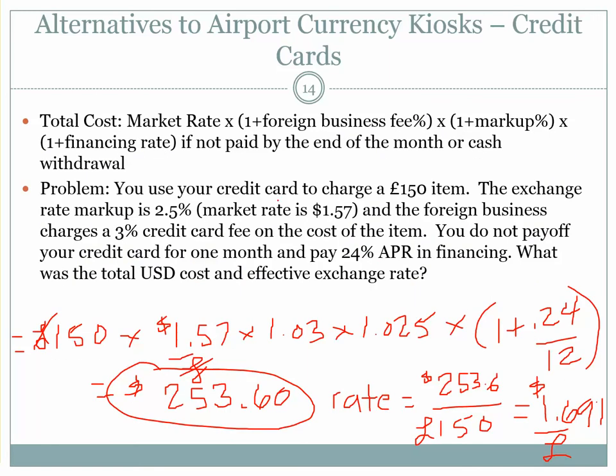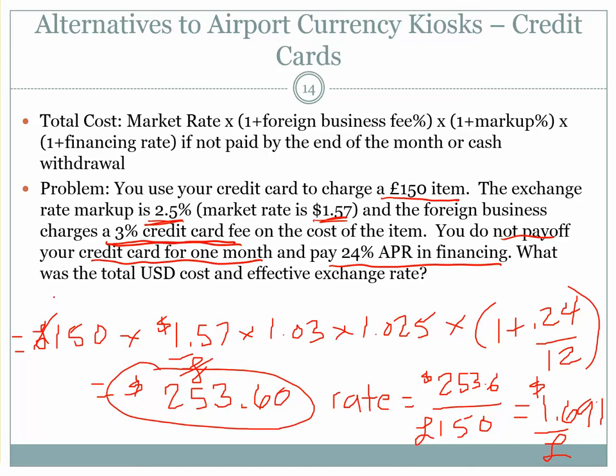So here's a simple example. Use your credit card to charge a £150 item in London. The exchange rate markup from your bank is 2.5%. Say the fair exchange rate is 157 that your bank buys pounds for. Now the restaurant you're at is going to charge you a 3% credit card fee. All right, now this does not happen to every place, but it can. You just got to ask if there's a credit card fee. And let's say you don't pay off your credit card for 1 month. You get home a little bit after the payment date, and you're paying 24% APR, which means 2% per month. What's the total cost and effective exchange rate?